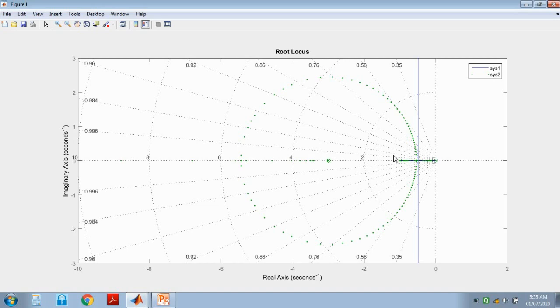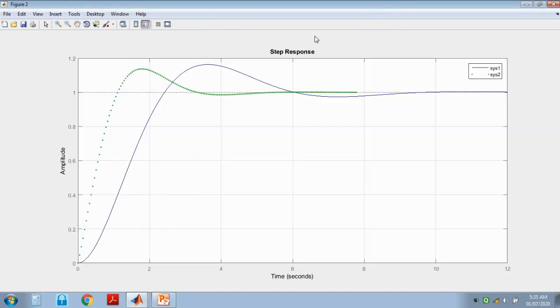Now if the root locus is pulled towards the left hand side, what will happen to the closed loop step response? That can be observed in terms of figure 2. So let me maximize this figure. Here it is observed that there are two color plots, one is the blue color plot and another one is the green color plot. The blue color plot is for system 1, that is the original system.